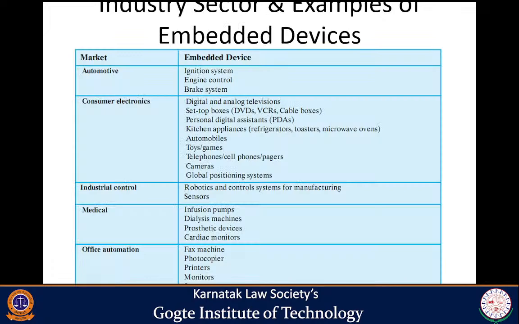Then the various industry sectors and examples of the embedded devices present in them. As per the market trends, embedded systems are present in most sectors, whether it's automotive, consumer electronics, industrial control, the medical field, or office automation. In automotive, you have the ignition system, engine control, and brake system. In consumer electronics, you have digital and analog TVs, and set-top boxes which are commonly used nowadays. Then kitchen appliances like refrigerators, microwave ovens, and cameras.